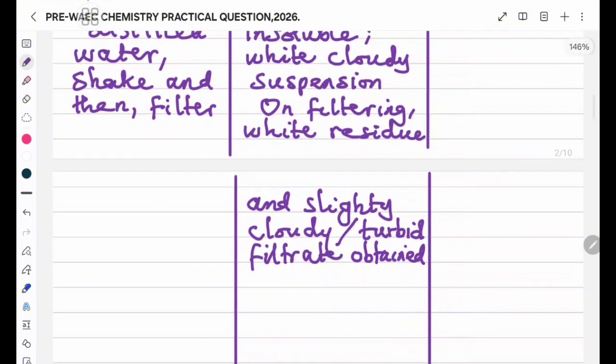Now, why is it cloudy? Why is the filtrate not clear or not colorless as expected? It's not so clear because some particles of the starch dissolve in water, which comes out through the filter paper with the filtrate, and that is the reason why the filtrate is not as clear as one would have expected, but rather is cloudy or turbid in appearance. That's the nature of the filtrate obtained.